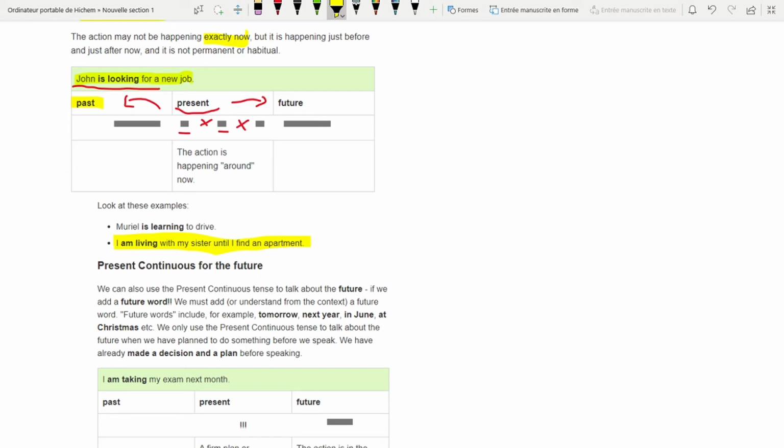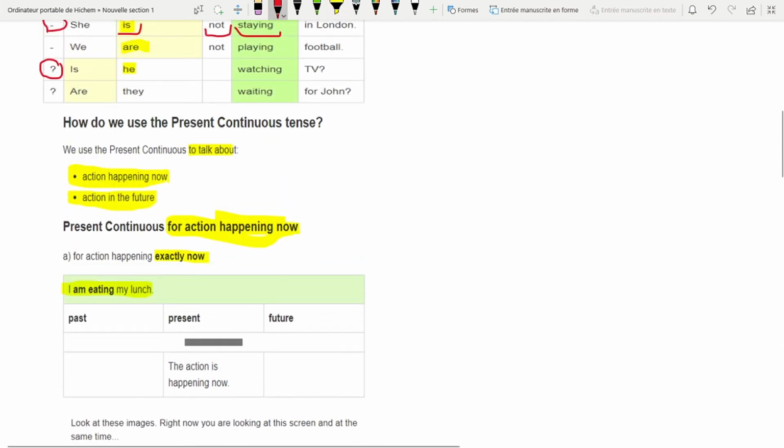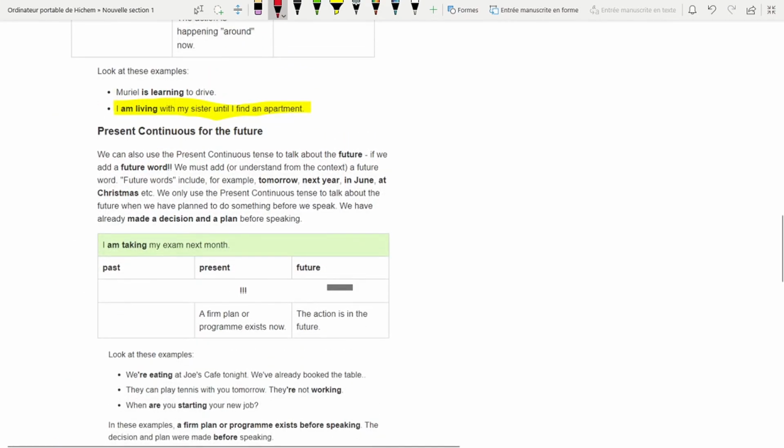Now we have the present continuous for the future. This is the second point that we talked about here, right? So we can use the present continuous tense to talk about the future, right? If we add a future word, of course. So we need to add a future word, and this must be known by the one who is speaking and also the one who is receiving.